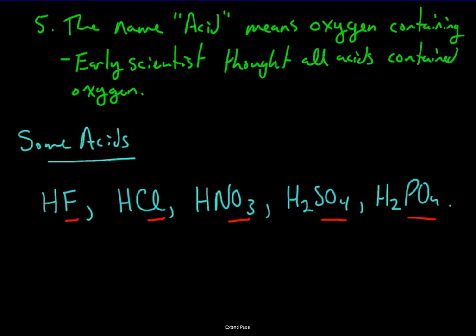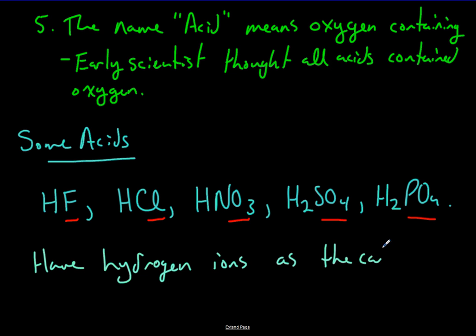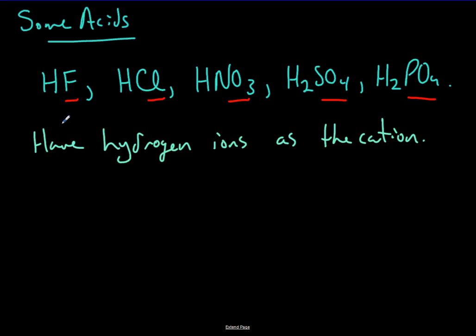So what do all acids have in common? They have hydrogen ions as the cation. So what are they? They're ionic compounds with hydrogen as the cation. Okay, so all acids are ionic compounds with hydrogen as the cation. Okay. Are we good? Okay, let's run through bases, and then we'll bring it all together. So bases.